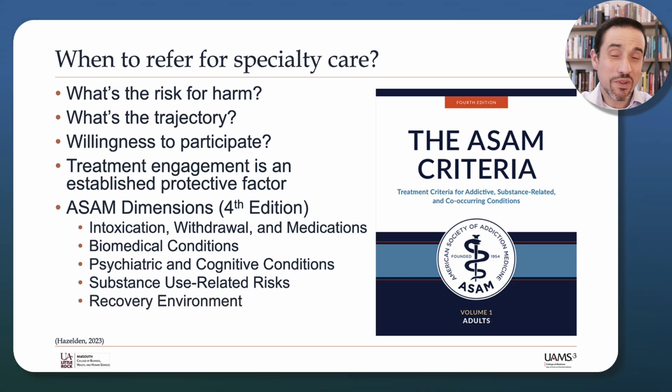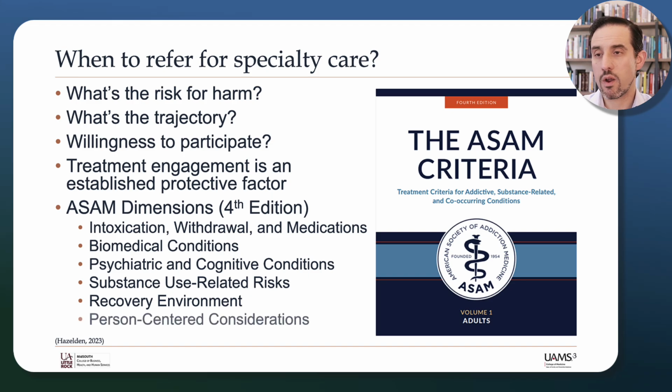Do they have a good place to go? Like, are they living in an environment where lots of people are using, which can make it very hard to change in a positive way? And are there any other individual considerations that we need to think about before placing? So these could be things like, say, motivation. And if so, what might help them along that path?